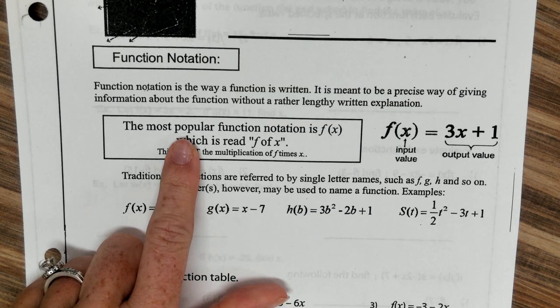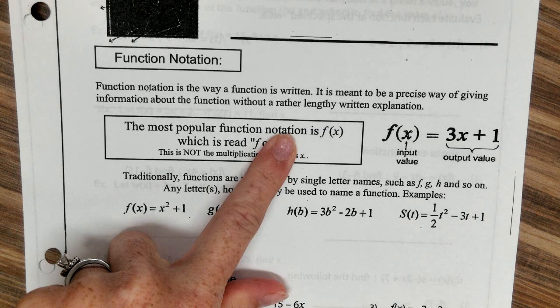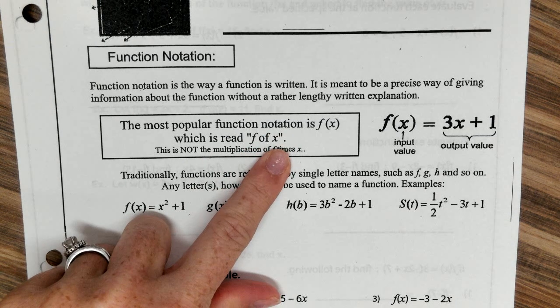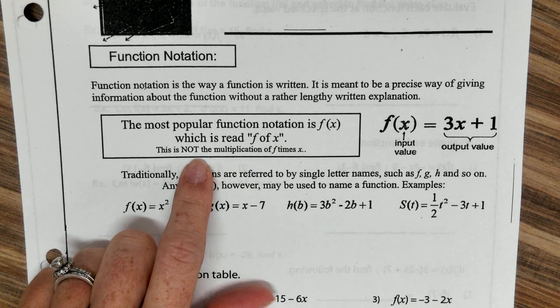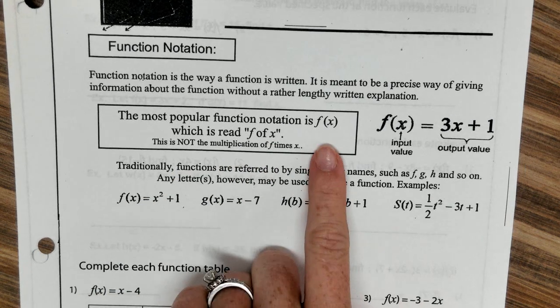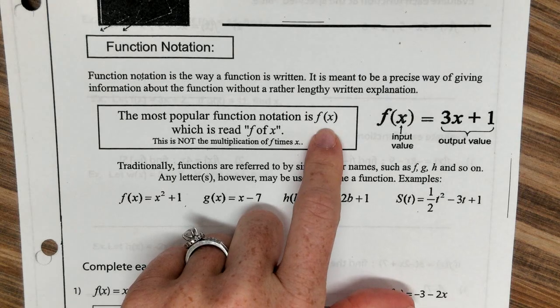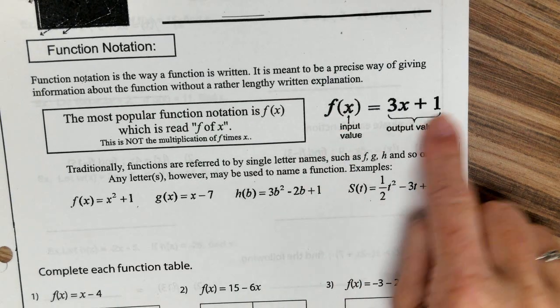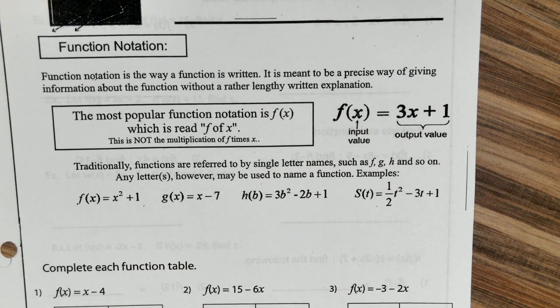The most popular function notation is f of x, pronounced f of x. You need to know that. This is not the multiplication of f times x. So in algebra, you would usually think that this is f times x. This is not that. It is function notation. It is pronounced f of x. It does not mean f times x. It is the function's name. Does everybody understand? Okay, over here, this is explaining how function notation is read.